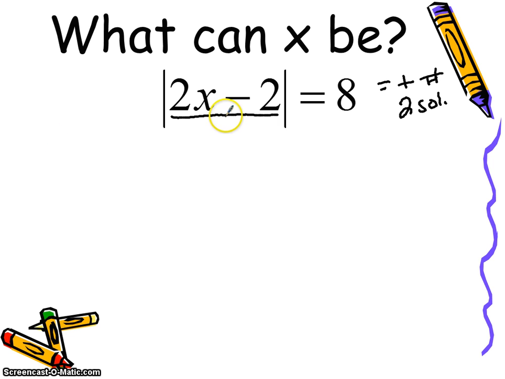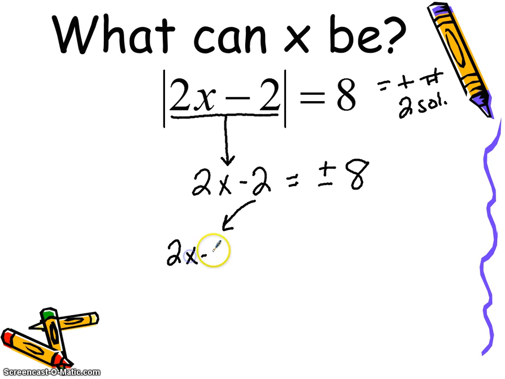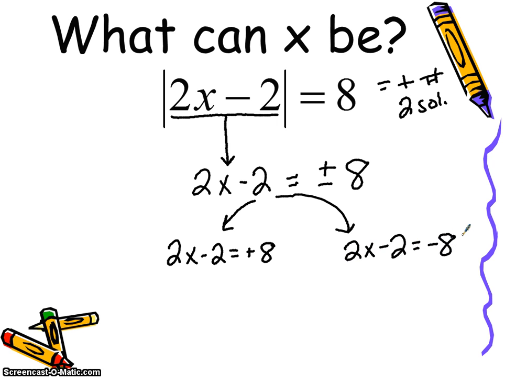So we know that the value inside of the absolute value symbols, which is 2x minus 2 in this case, is either positive 8 or negative 8 away from 0. Since it could be equal to two numbers, we need to make two equations. 2x minus 2 is either positive 8 or 2x minus 2 is negative 8.